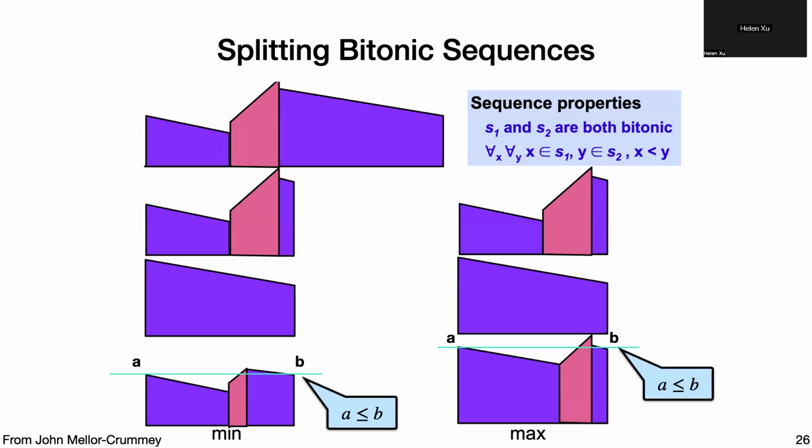And it's going to follow the same property that A and B, like A is the start point on the left side, and B is the start point on the right side. A is going to be at most B because of the way that the sequences were decreasing. Does that make sense?